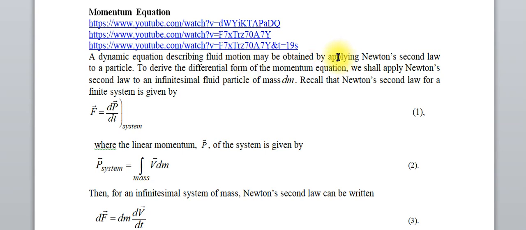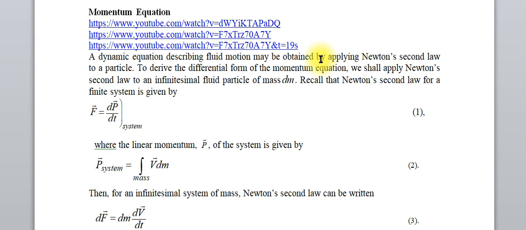Because we study the fluid in motion, we study fluid dynamics. So we will study the fluid in motion, and when the fluid is in motion, forces will be applied on these fluid particles.